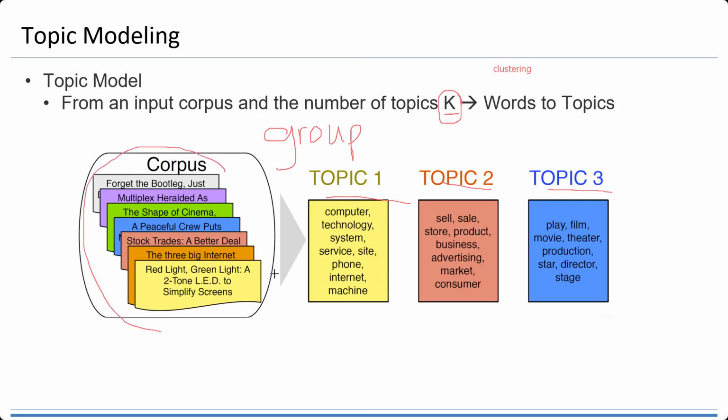From a group of data, we want to make 3 different clusters. And for each cluster, we will have some terms. For example, topic 1 is related to computer, technology, system, service, site, phone, internet, and machine. Topic 2 is related to sell, store, product, business, advertising, and so on. Topic 3 is about film, play, movie, theater, production, and so on. Then, yes, we can generate other kinds of topics.